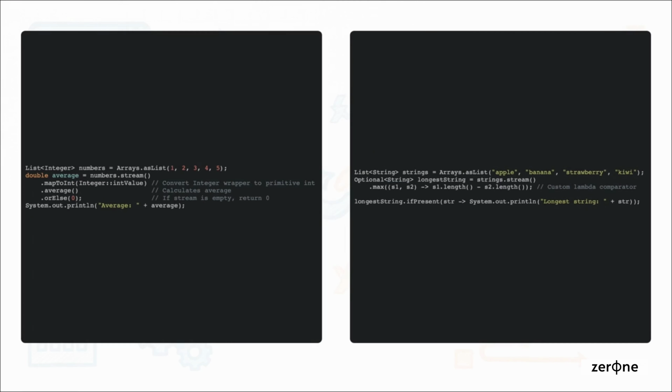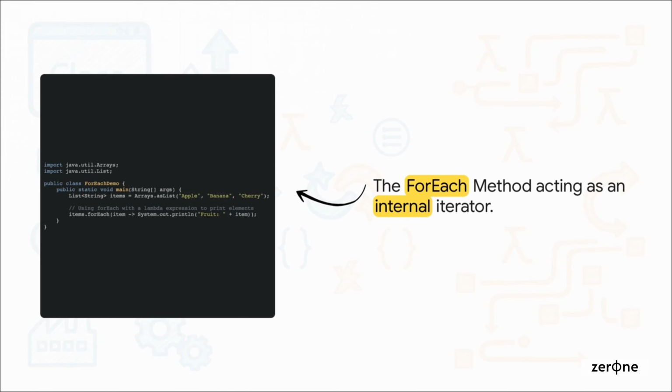To really deepen our understanding, we can look at complex reductions. For instance, we can use mapToInt combined with a method reference to quickly unbox our integers, which instantly unlocks powerful math functions, like average. Or if we're evaluating strings, we can call the max function on a stream of fruit names and pass in a custom Lambda comparator to teach the stream exactly how to find the longest string by comparing their character lengths. It's incredibly flexible. Now, what's really interesting here is the forEach method.